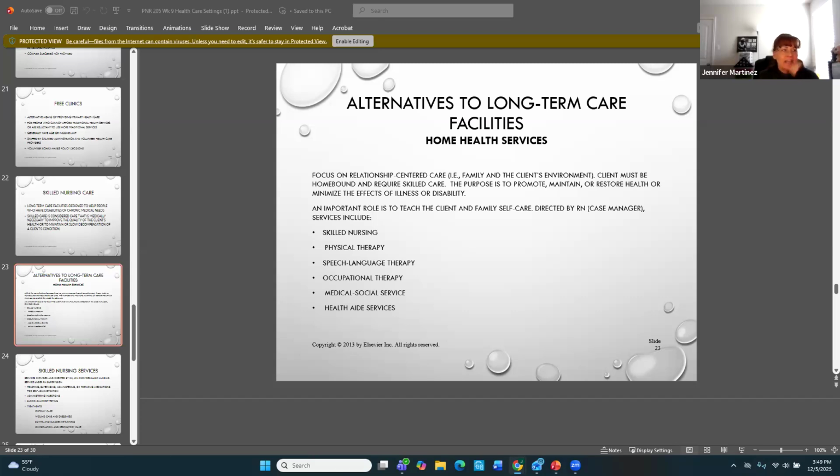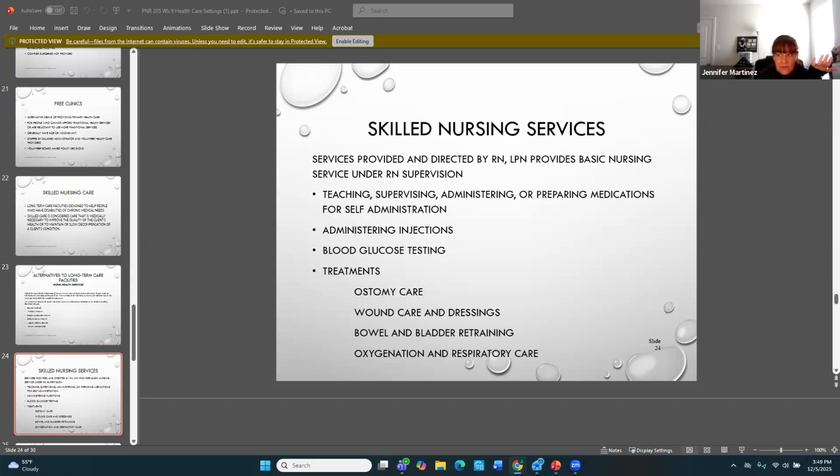Nutritional therapy, podiatry, I'm trying to think of what else. Respiratory therapy also may be provided by that. With those skilled nursing services, like I said, we were going to get back into that. These are provided and directed by the registered nurse. And then the basic nursing services are going to be provided by the LPNs, all right, under that RN supervision.